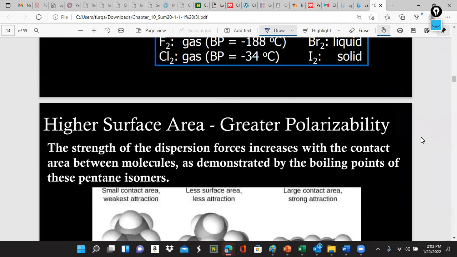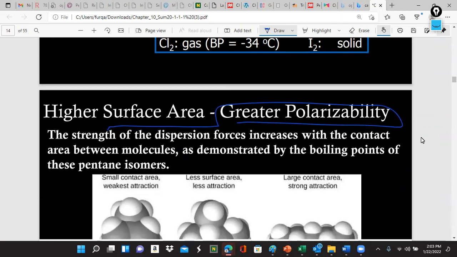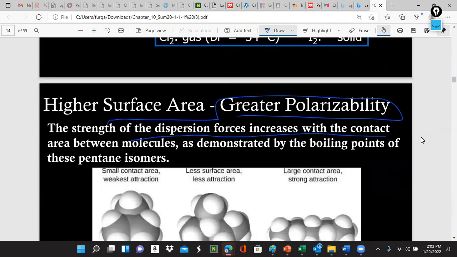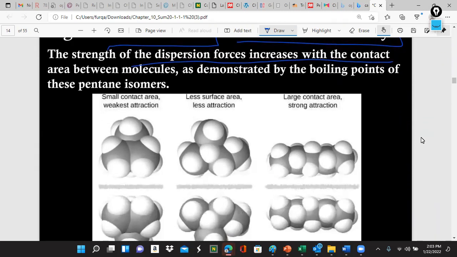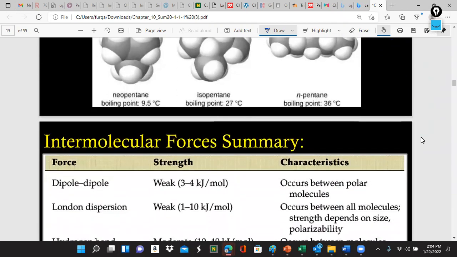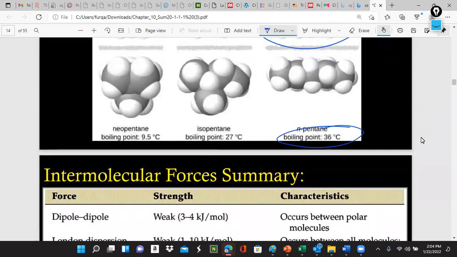Also, with higher surface area and greater polarizability, the strength of the dispersion force increases with the contact area. So contact area is also very important. Here, more surface area is available for contact, so a larger contact is possible, and the strongest London dispersion force will be present here. And that's how you see the difference in the boiling points as well.